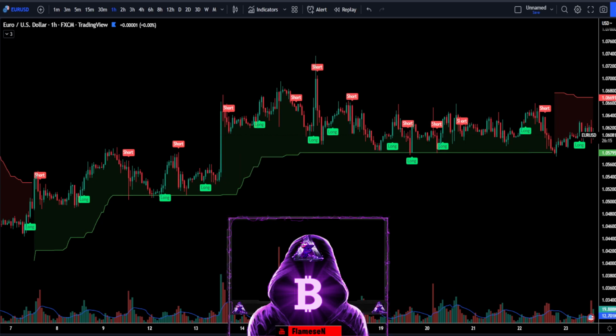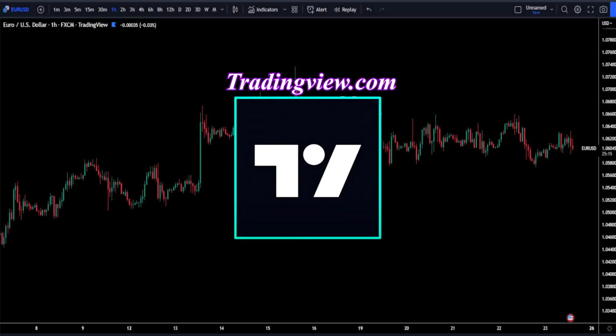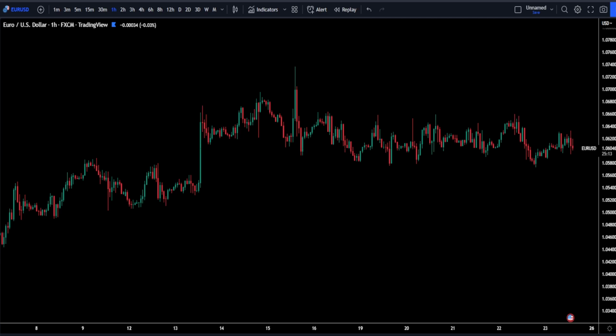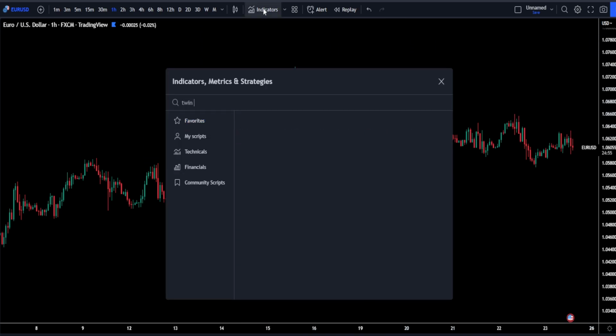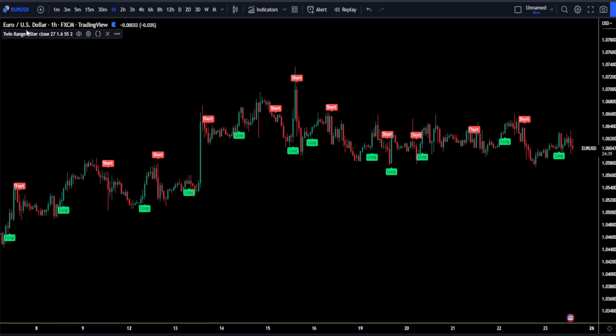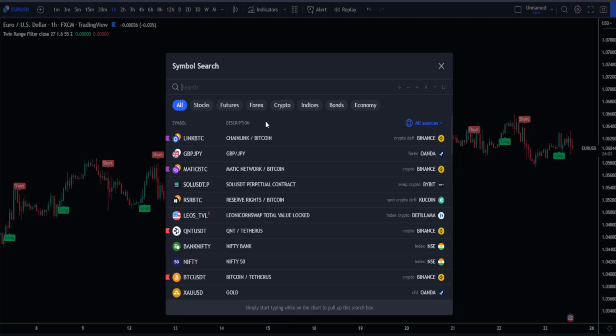Now without further ado, let's get into it. First of all, head over to tradingview.com. And the buy and sell indicator we're talking about is called the twin range filter. To add this indicator to the chart, navigate up to your indicators tab and type in twin range filter, which is this one here by Colin MCK. For this video, I will be using the euro versus the US dollar on the 1 hour time frame, but you can use this strategy on any security, including crypto, stocks, and Forex.